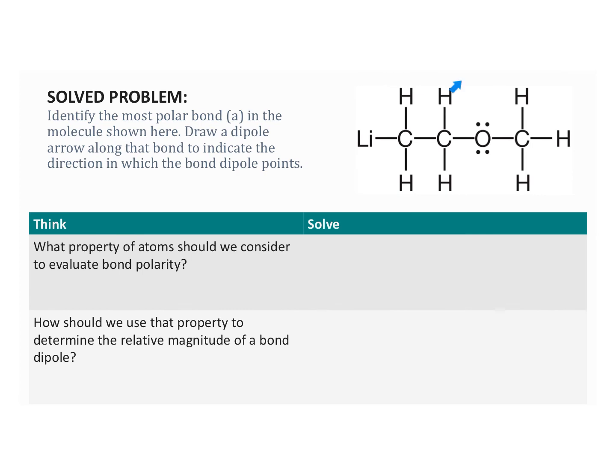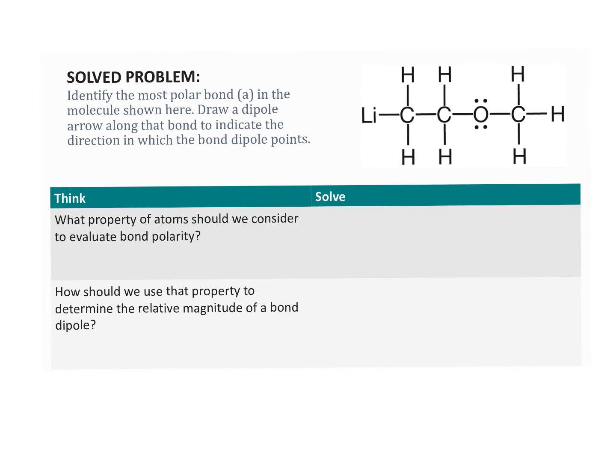Identify the most polar bonds in the molecule shown here. Draw a dipole arrow along that bond to indicate the direction in which the bond dipole points. So when we look at this molecule, we need to think about what property of atoms we should consider to evaluate the bond polarity. Well, to answer this question, and let me choose a different color, we need to look at the electronegativity of each atom.